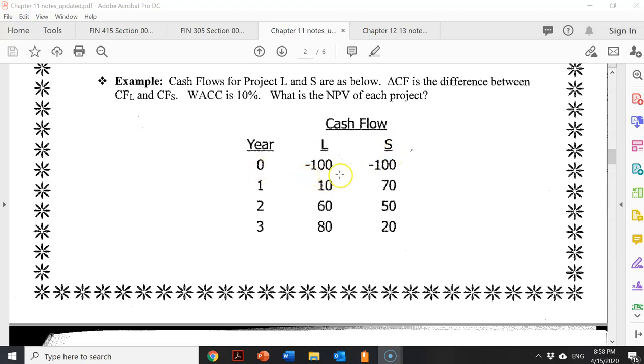At year 0, both projects would have the initial cost of -100. In year 1, L has a cash income of 10, S has a cash income of 70. In year 2, L has a cash income of 60, S has a cash income of 50. In year 3, L has a cash income of 80, S has a cash income of 20.